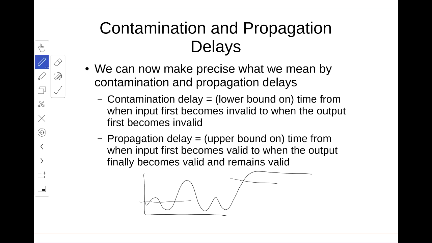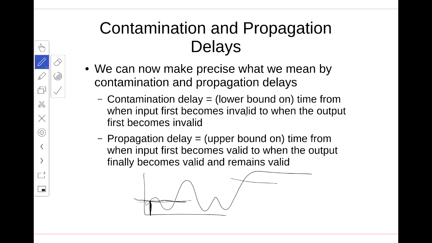And so if you have a silly waveform like this, and often silly waveforms end up on your exam, then the time you count the contamination delay from and the time you count the propagation delay from are two different times. The contamination delay is when the input first becomes invalid. So here, if this line represents when the input is valid, the input first became invalid right here, the first time it crossed that line. Just because it falls back down again several times, contamination delay is counted from when the input first becomes invalid.